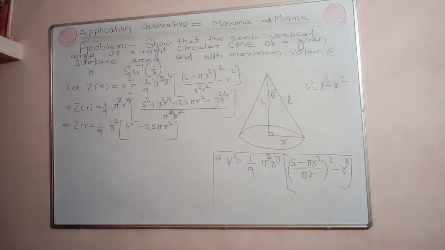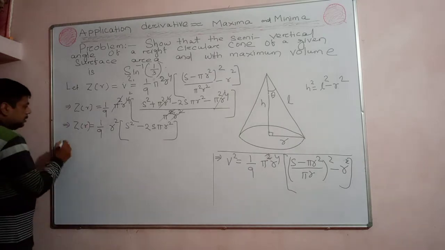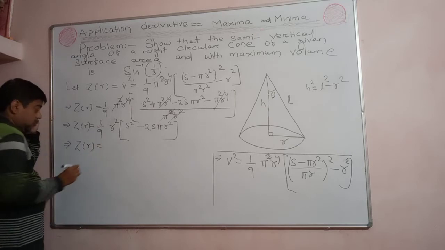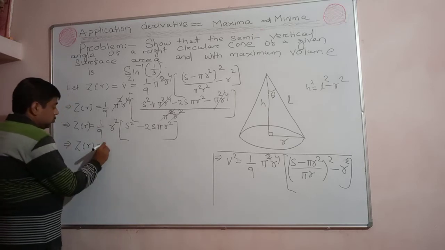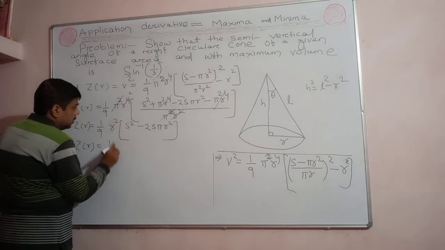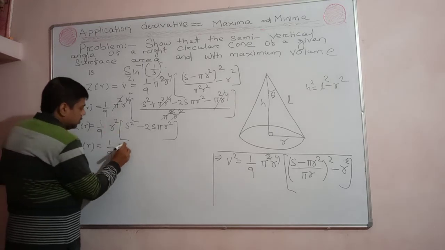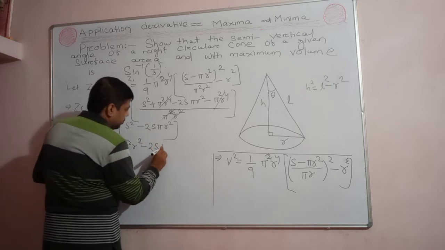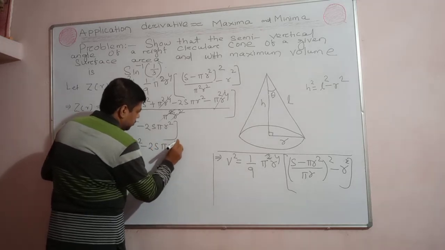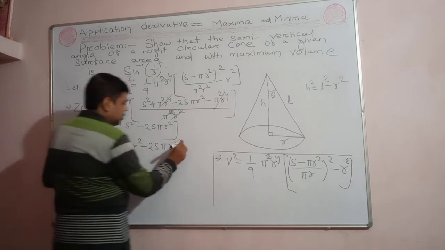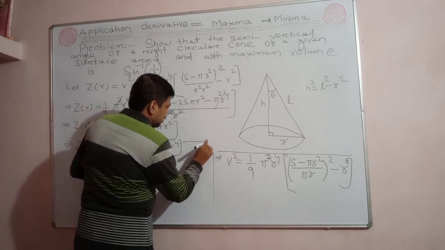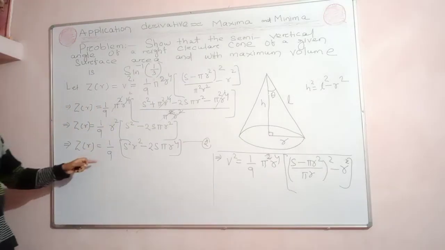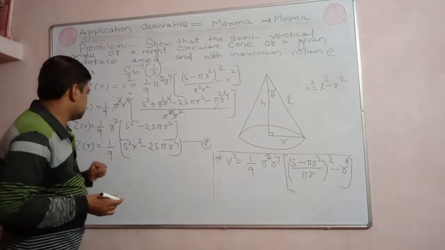So after that, let us see, Z(r) is equal to 1 upon 9. Can you multiply this r square here? So s square r square minus 2s pi r to the power 4. This is Z(r), a function of the volume, which is 1 by 9 (s square r square minus 2s pi r square).